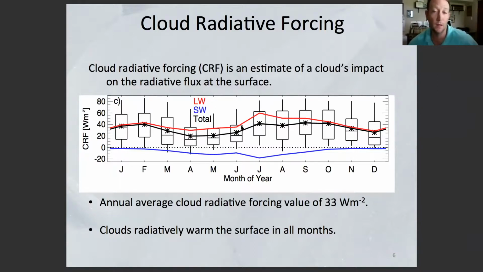So warming in the longwave part of the spectrum, and then the clouds are cooling in the shortwave part of the spectrum. Although they're reflecting the shortwave, the surface already has a high albedo, so even under clear sky scenes it's reflecting a lot of the shortwave part of the spectrum. So we have clouds warming the surface throughout the year, with an annual average we've calculated of about 33 watts per meter squared at Summit Station.